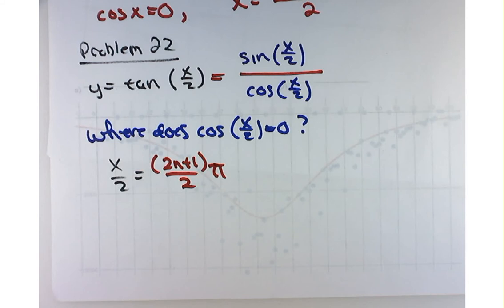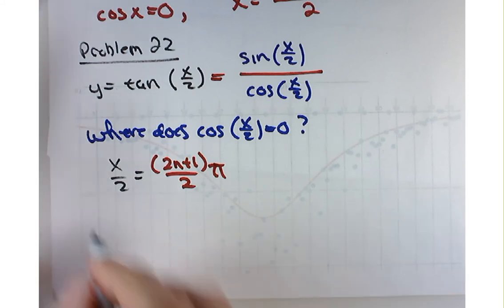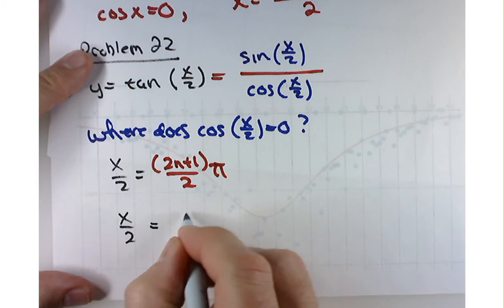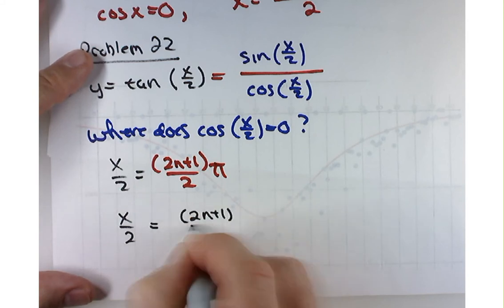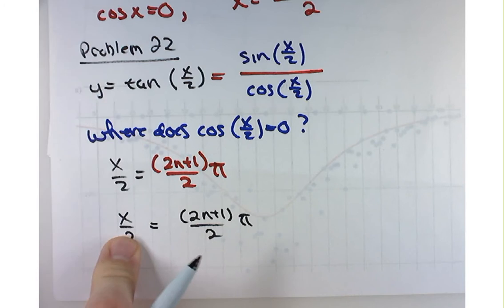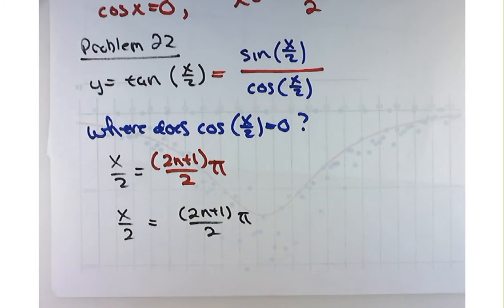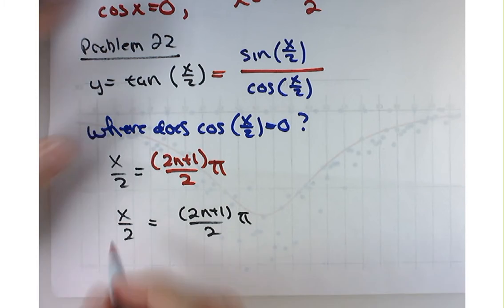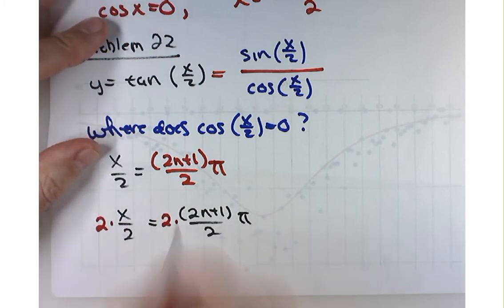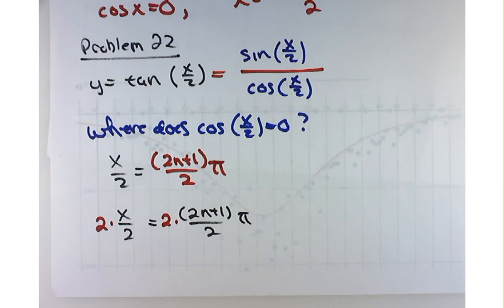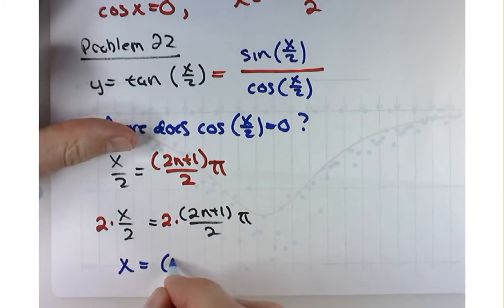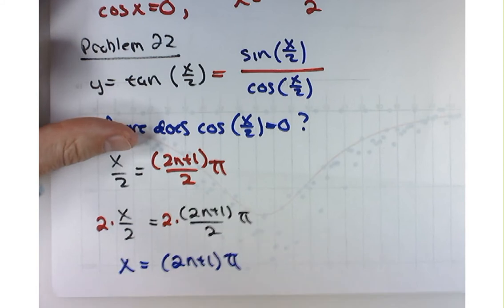Now it might look a little bit on the ugly side, but realistically, this is going to be one of the quicker problems like this we'll solve. (2n plus 1) over 2 times pi. What do I have to do to get x by itself here? Yep, multiply both sides by 2. So if I multiply both sides by 2, the 2's on the left-hand side cancel, and the 2's on the right-hand side cancel, and I'm left with x equals (2n plus 1) times pi.